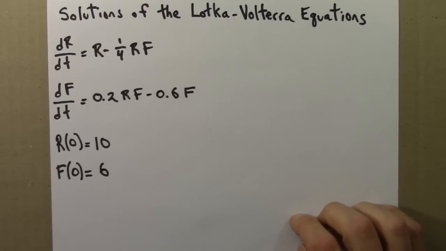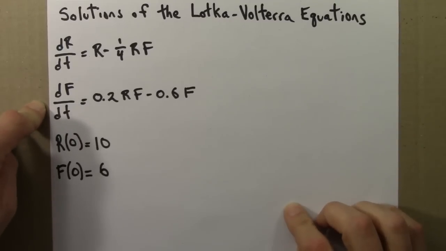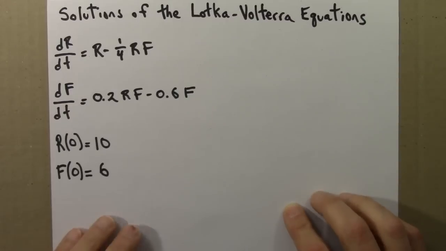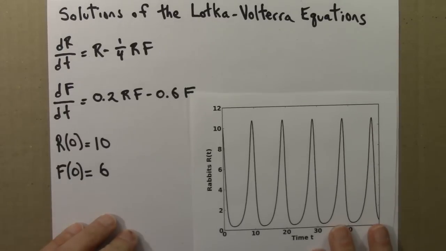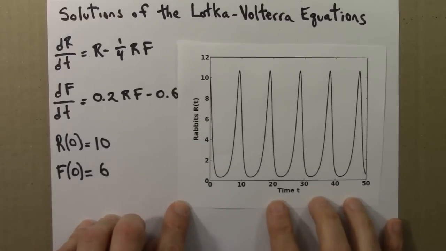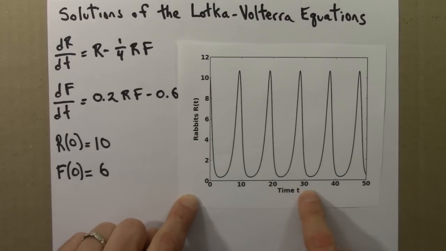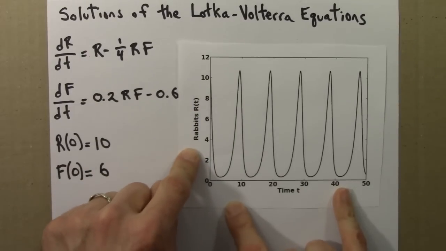of t and F of t, the rabbits as a function of time, and the foxes as a function of time. So I can have a computer do that using Euler's method, and the result would look something like this. So here is a solution for the rabbits. This is time t, measured in months or years, who knows. And this is the rabbit population, measured in tons of rabbits or something.